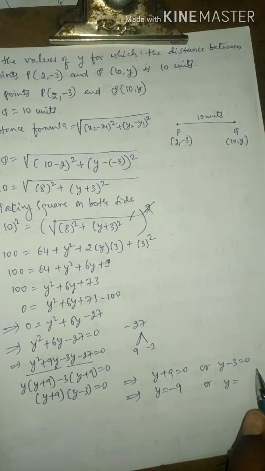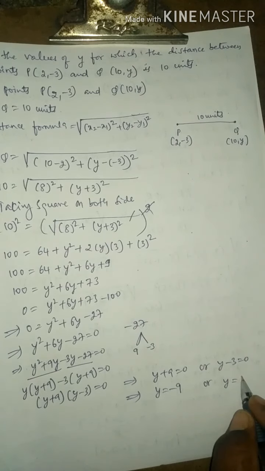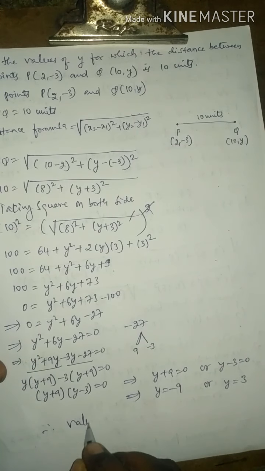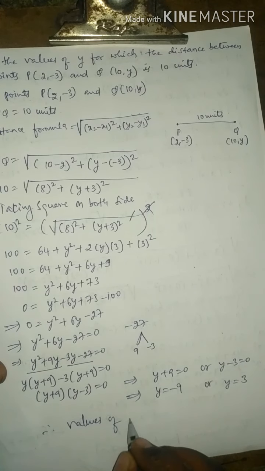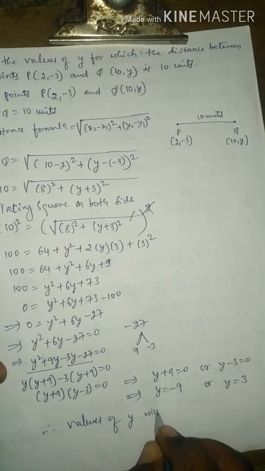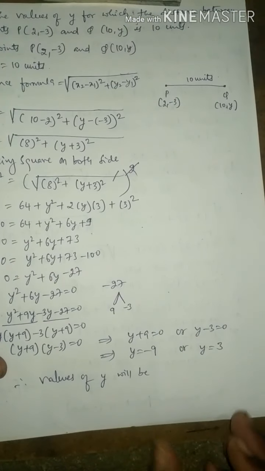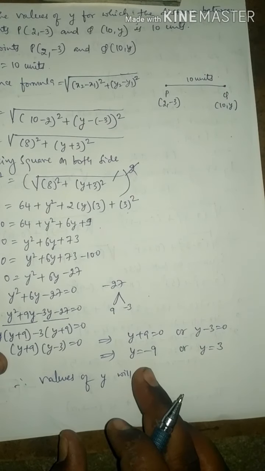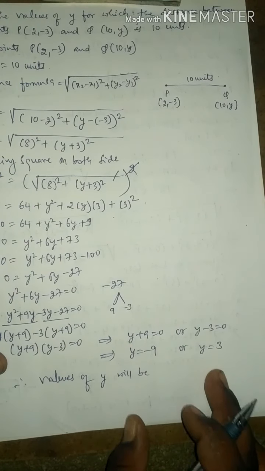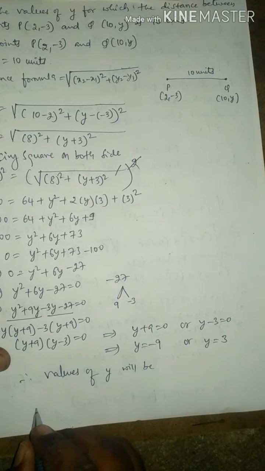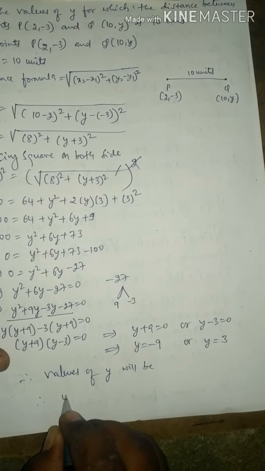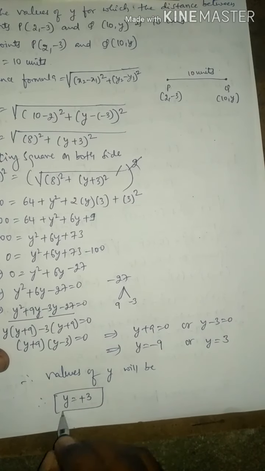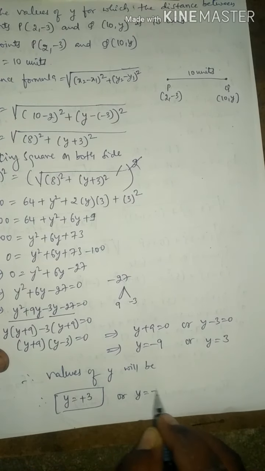If you transpose minus 3 to that side, it will become plus 3. So I am writing y is equal to 3. Therefore, here there exist two values. One value is negative and another one is positive. Both are correct. Anyhow, we have to write, therefore, the y value will be y is equal to plus 3 or y is equal to minus 9.